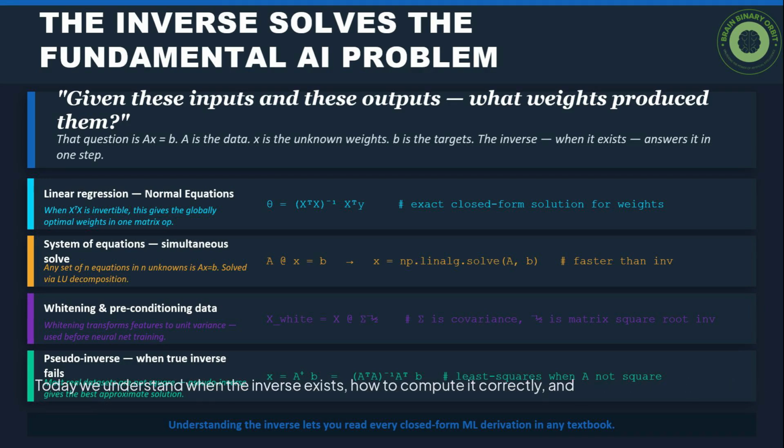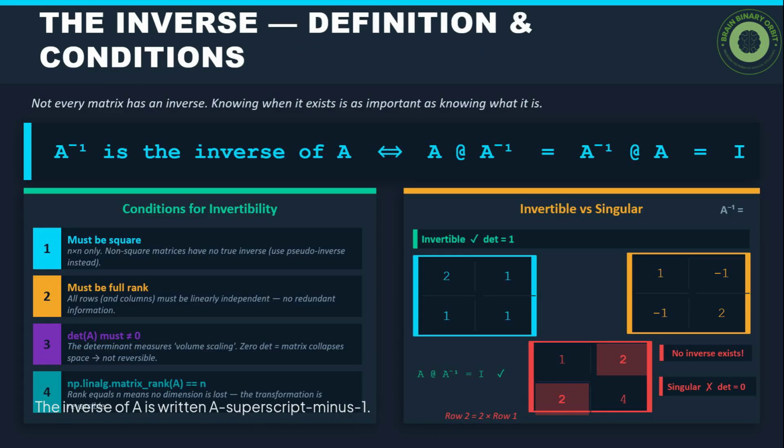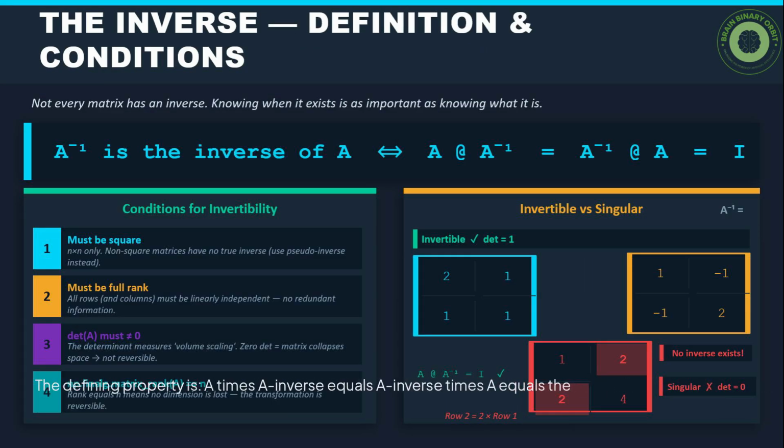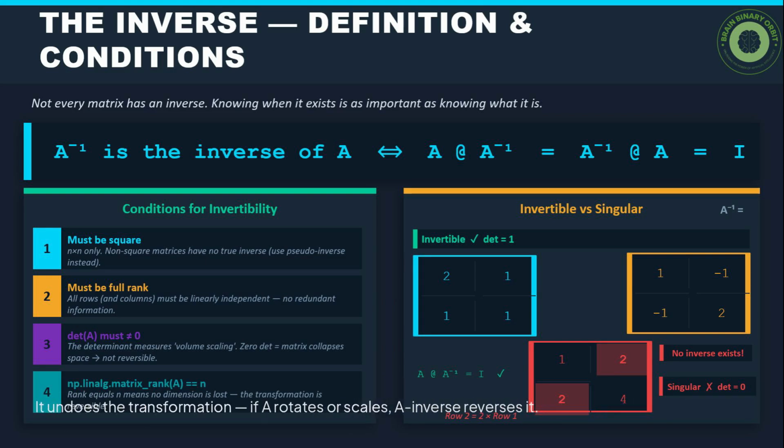Today we understand when the inverse exists, how to compute it correctly, and where it appears throughout AI, from linear regression to anomaly detection. The inverse of A is written as A superscript -1. The defining property is A times A inverse equals A inverse times A equals the identity matrix I. It undoes the transformation. If A rotates or scales, the inverse reverses it.